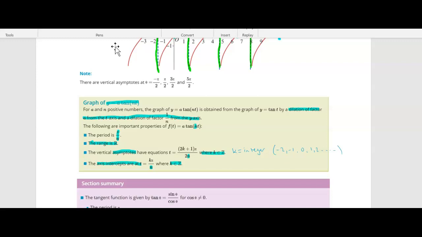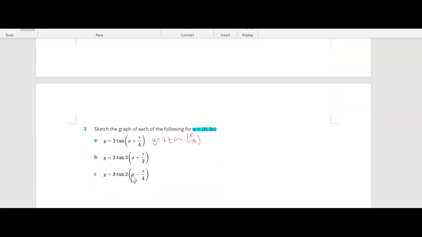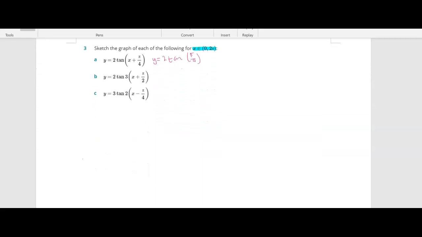Now, if your graph has shifted, if you've had a transformation, you need to consider how it has affected your asymptotes and how it has affected your axes intercepts. So let's have a look at question 3. Just going to delete that for a bit. Sorry, I'm working out from before.